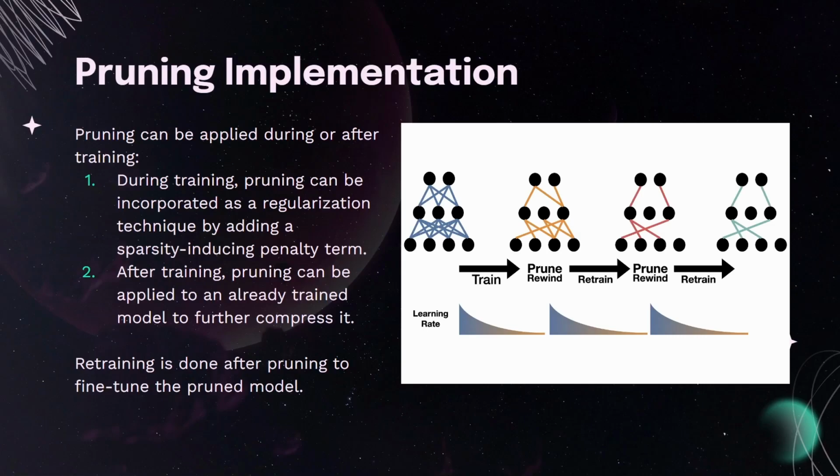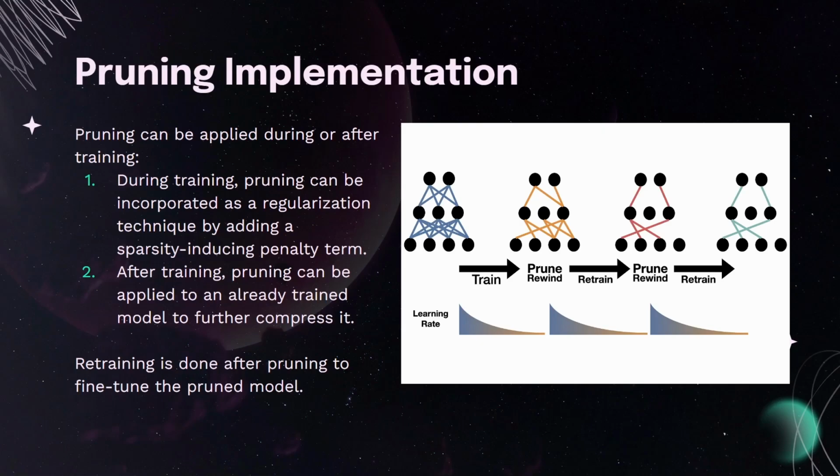Now, let us see how pruning is implemented. In pruning, we aim to identify unimportant parameters, which can be done by ranking the model's parameters by their magnitude and removing the smallest parameters. Once the insignificant parameters have been identified, they can be removed from the model using a variety of different methods. One common approach is to set the weights of the unimportant parameters to 0. Another approach is to remove the insignificant parameters from the model altogether. Pruning can be applied during or after training.